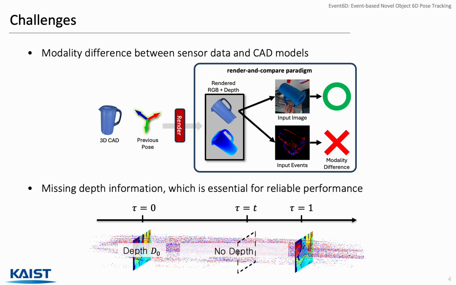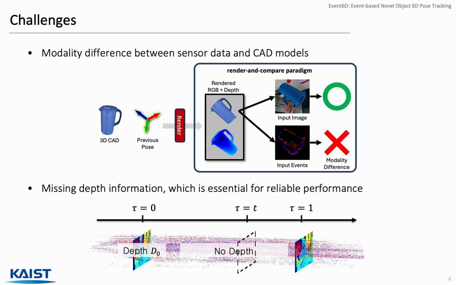Most 6D pose trackers, including FoundationPose, follow a render-and-compare paradigm. They take the previous pose, render the CAD model at that pose, and compare the rendered image to the sensor input to refine the pose.